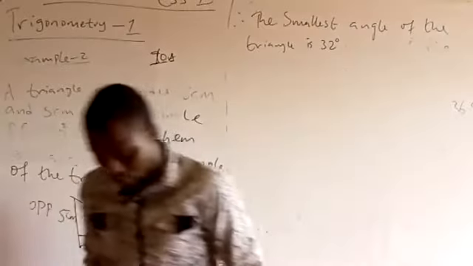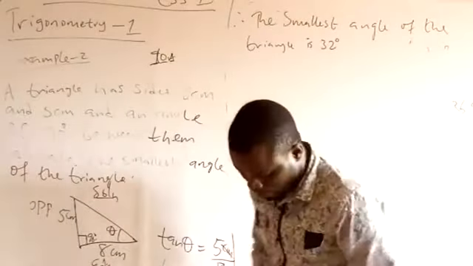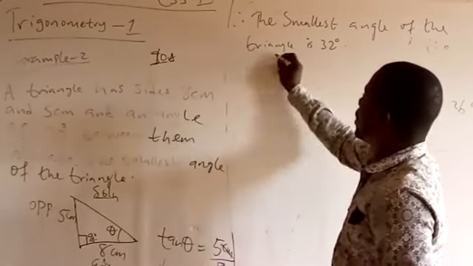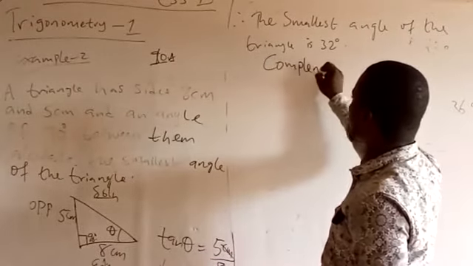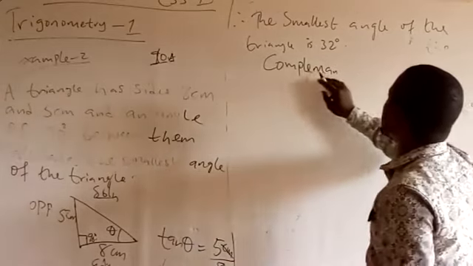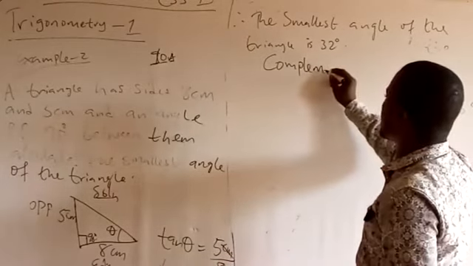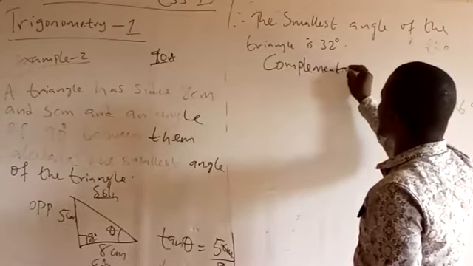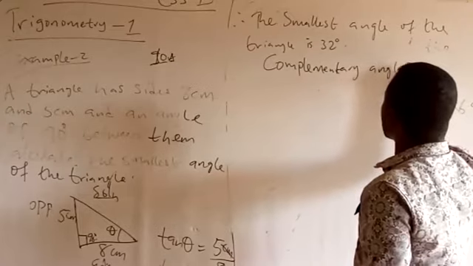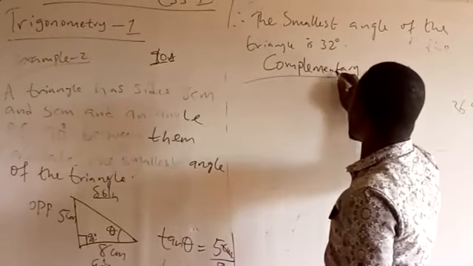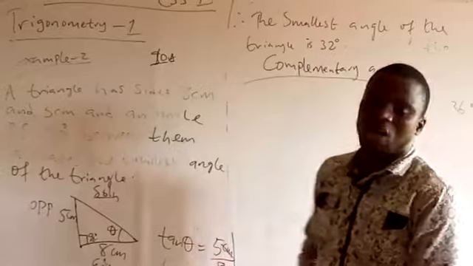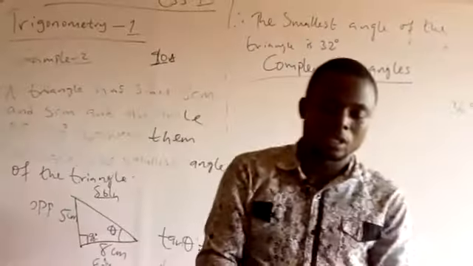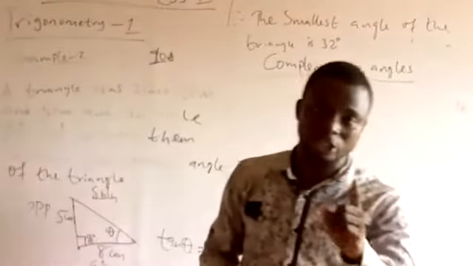So, having said that, the next subtopic that we're looking at is complementary angles. Let's start complementary angles. What are complementary angles? Two angles are said to be complementary if their sum gives 90 degrees.